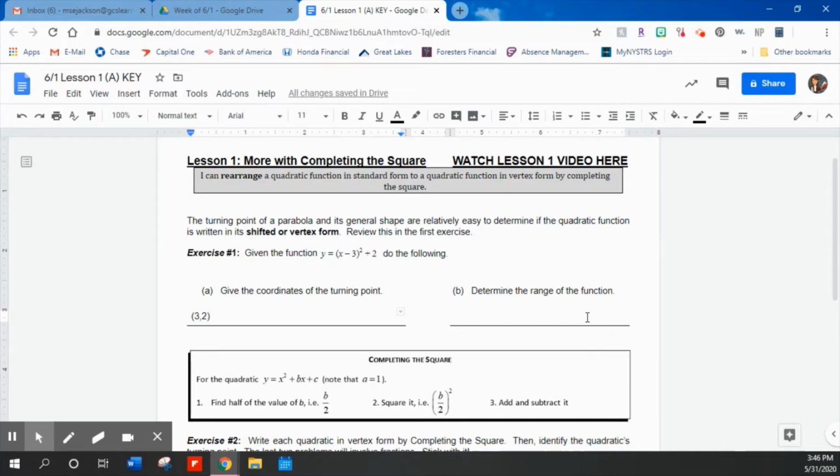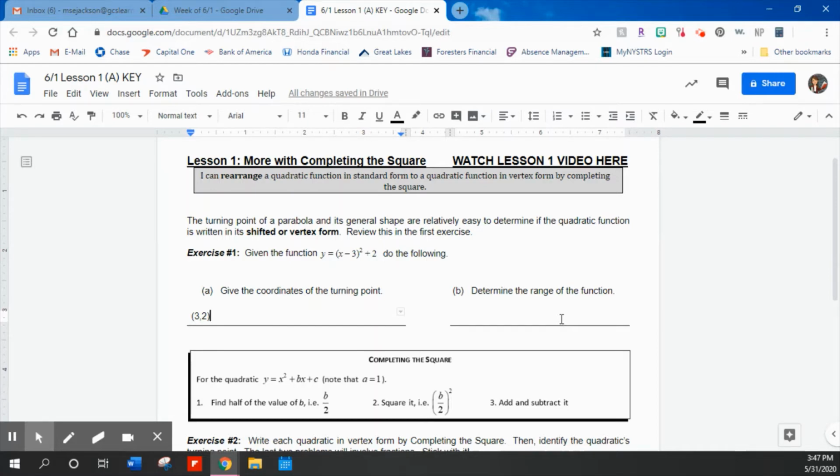Then it says to determine the range of the function. Now, range represents the y values of a function. So let's look at our calculator. So I want you to go to y equals in your calculator, and I want you to type in the equation, x minus 3 squared plus 2. And I'm just going to press graph to get a visual of what I'm looking at here. And you should see that parabola in the top right corner of the graph, the first quadrant.